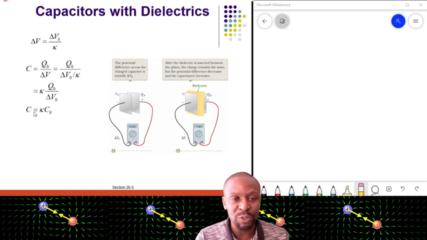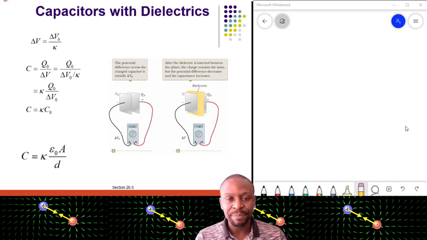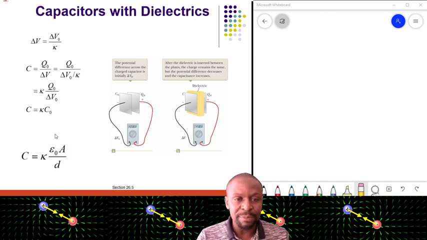Now I will also show you why the capacitance of the capacitor will increase. Because we know C naught is given by this equation here, the total capacitance will just increase by a factor of K.